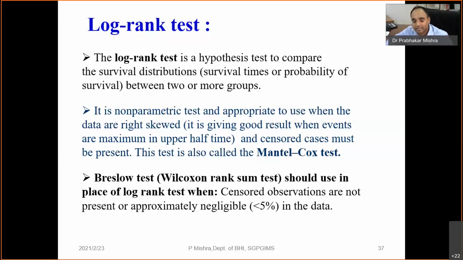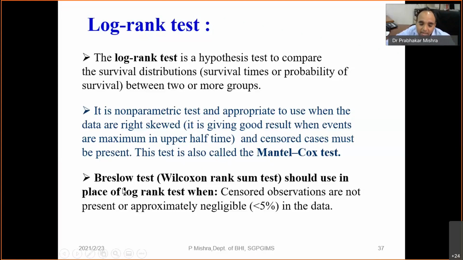And in case most of the events are happening in the lower half, then in that situation also the log-rank test does not give a better calculation. This test is also called the Mantel-Cox test.